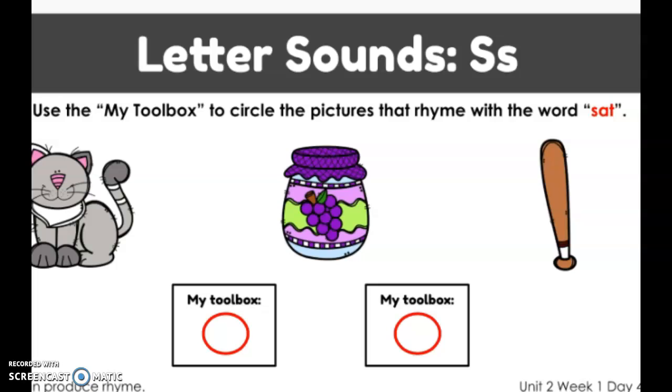On slide 4, you're going to look for the word that rhymes with sat. There's 2 of them. Is it cat, sat, sat and jam? Or is it sat and bat? There's 2 answers. You're going to use your 2 red circles.